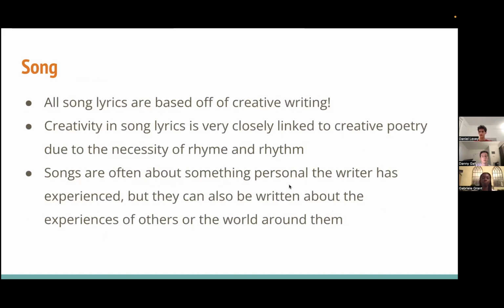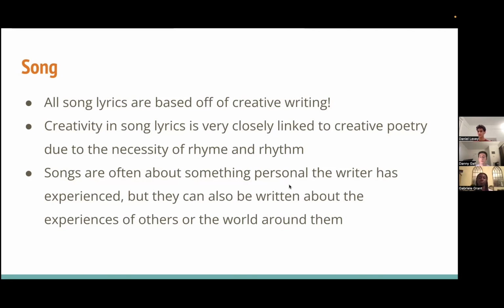Believe it or not, songs are based off of creative writing too. Creativity in song lyrics is very closely linked to poetry due to the necessity of rhyme and rhythm in songs. The addition of sound adds an extra element, which allows for the writing to be portrayed in many different ways. Songs are often about something personal the writer has experienced, but can also be written about the experience of others or of the world around them. Songs can start off with an anecdote, with a historical event, or with a completely fictional story.